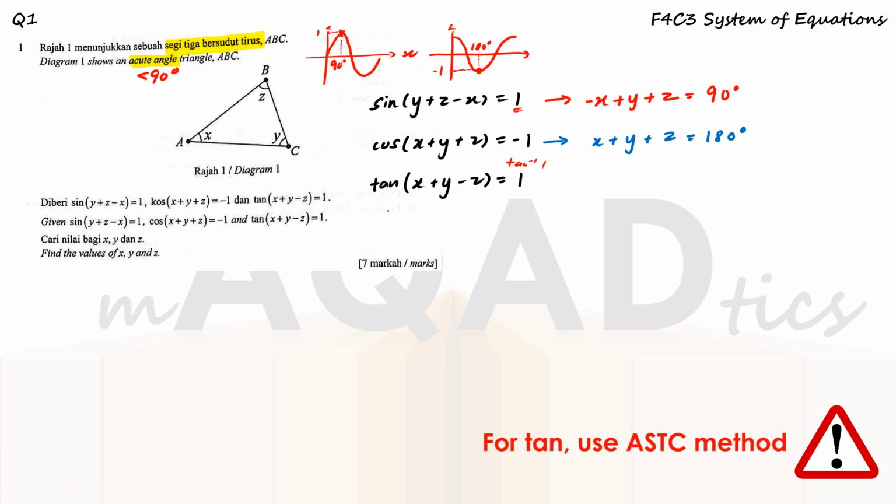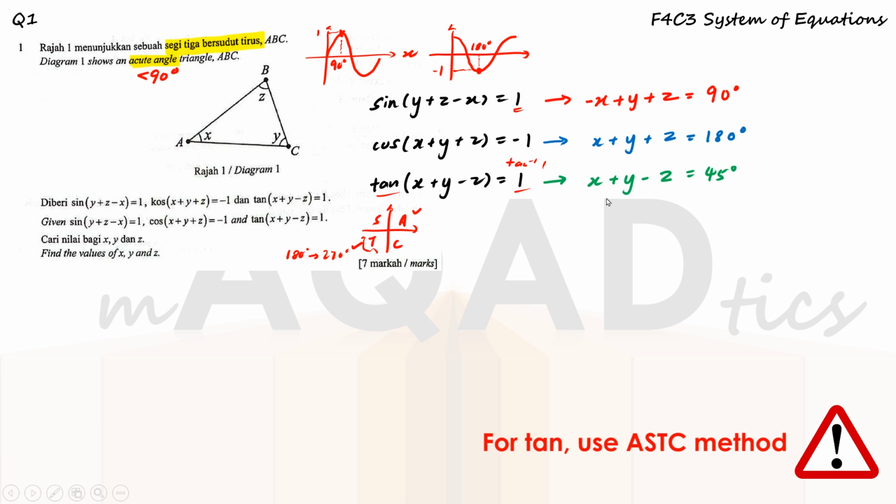Okay, another way is you can use the ASTC method. So this one is tan, this one is positive, so we can choose A and T. Okay, but here I will choose A. So if you use A, it will become 45 degrees. I wouldn't use T. The reason is because this range is around 180 to 270.